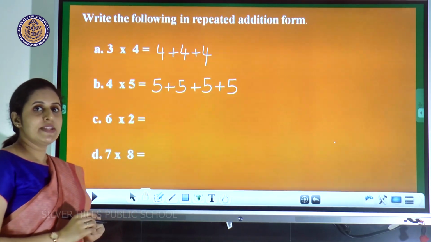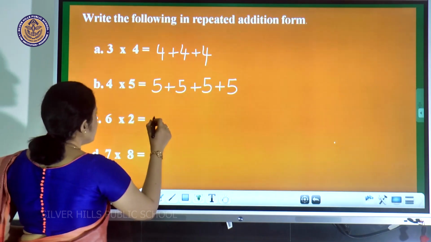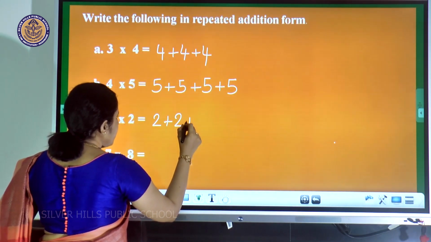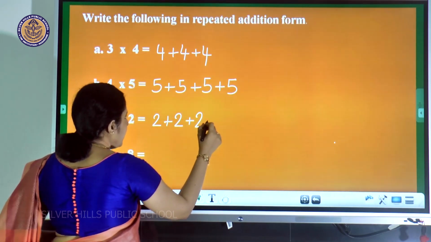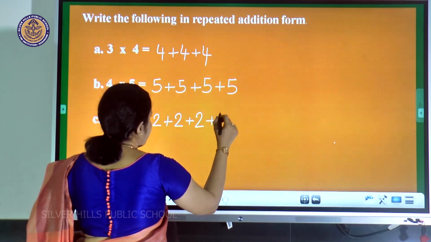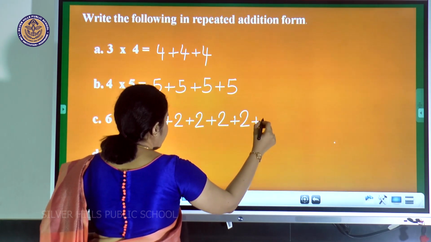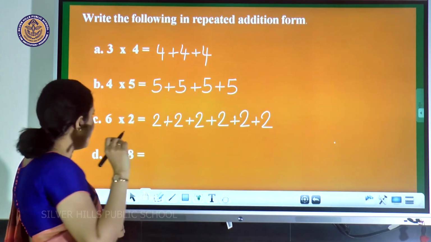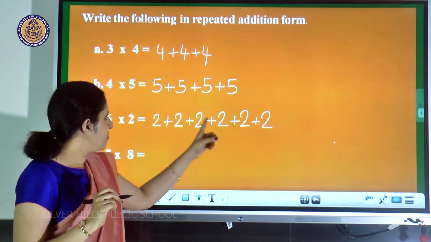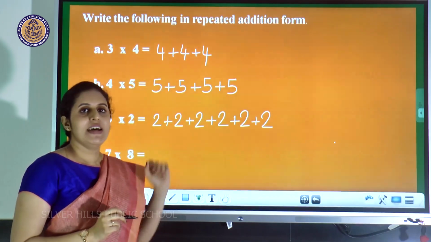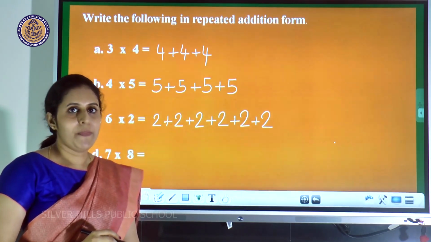6 times 2. Let us see. 1 time, 2 time, 3rd time, 4th time, 5th time, 6th time. Are we there? Yes. 1, 2, 3, 4, 5, 6. 6 times 2. This is how you write the repeated addition form.